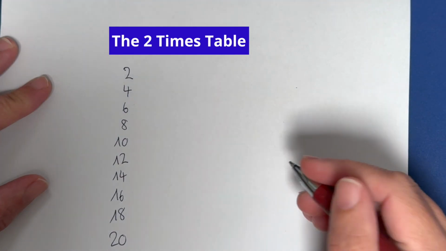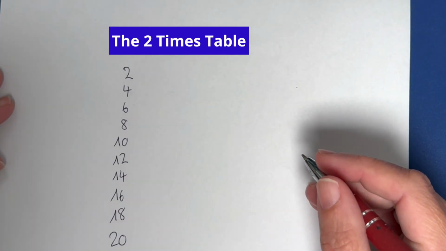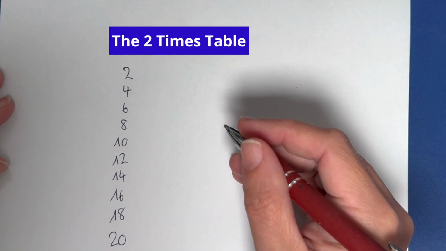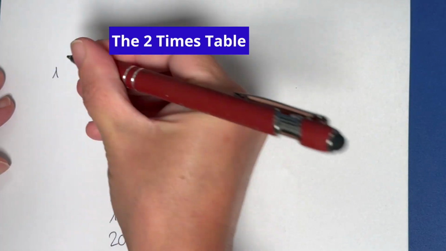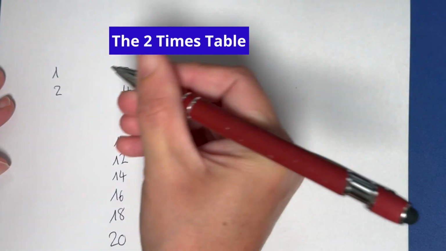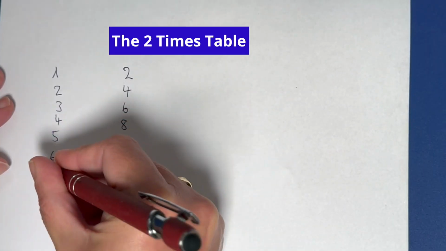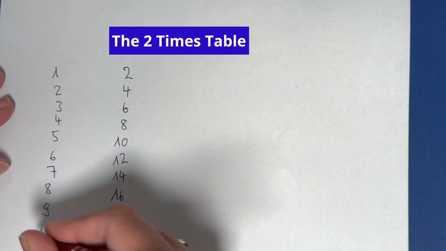From counting, we also know the numbers from 1 to 10. And to make everything easier, we are going to write these numbers down as well. So let's write them in another column. 1, 2, 3, 4, 5, 6, 7, 8, 9 and 10.